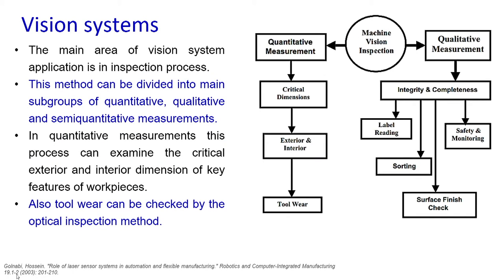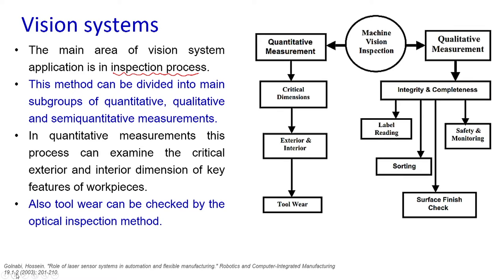The main area of vision system application is in the inspection process. Inspection is a critical operation during product manufacturing. We have seen that we can do transformation. However, it is very difficult to manually inspect all the parts. So there the vision systems are helping us. The vision system based inspection process can be divided into various subgroups. The first one is quantitative, then qualitative and semi-quantitative measurements.